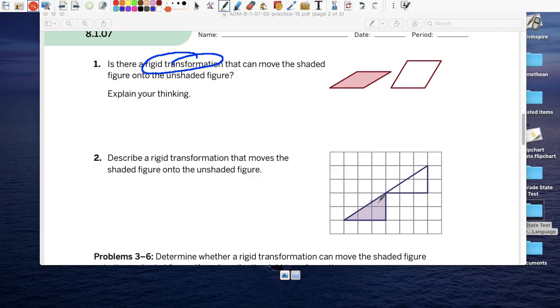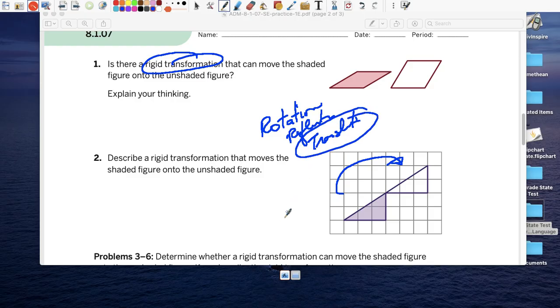This one: is there a rigid transformation that would take the shaded triangle to the unshaded? Now this one is easy. If you look at those triangles, they're exactly the same. So it was either a rotation, a reflection, or, what's the other one? Translation. One of the three moved the original triangle, the pre-image, to the image. In this case, it was a translation. So was it a rigid transformation? Yes. Why? Because all the lengths and all the angles are the same, it's the exact same shape.